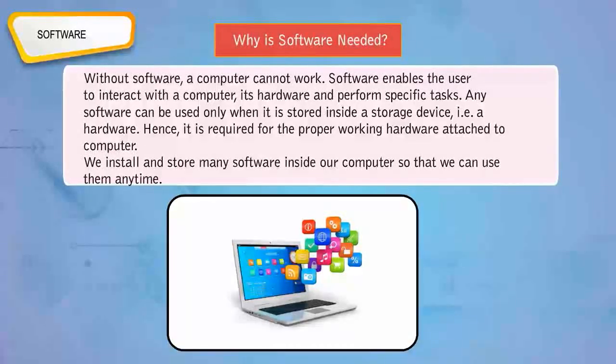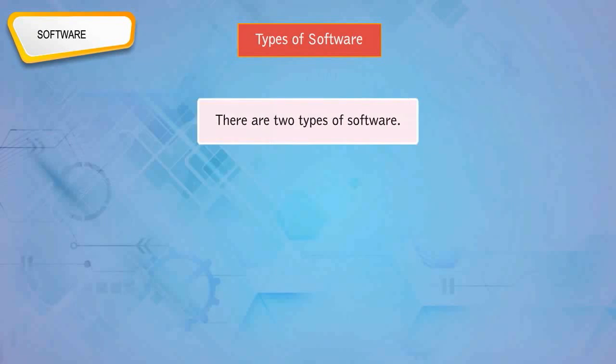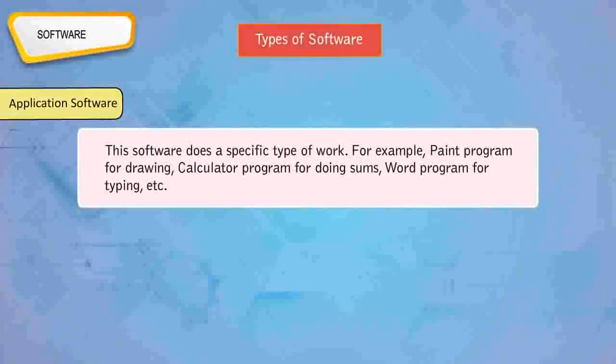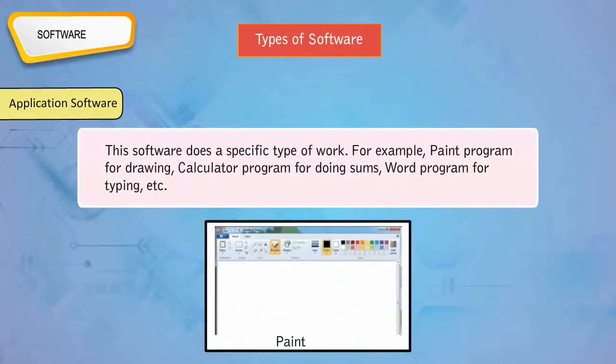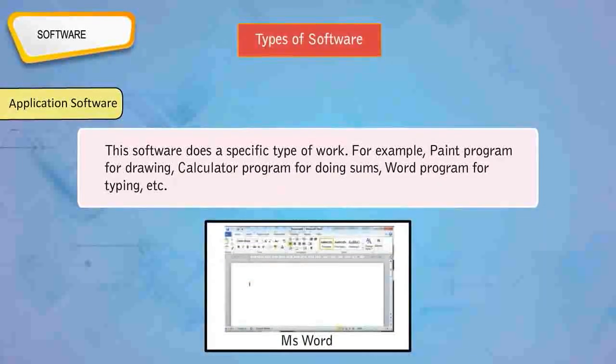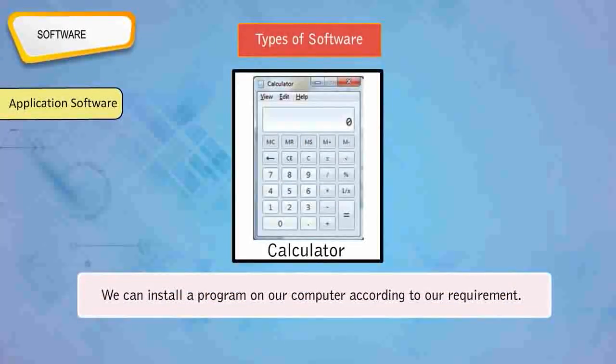Any software can be used only when it is stored inside a storage device, that is, a hardware. Hence, it is required for the proper working of hardware attached to the computer. We install and store many software inside our computer so that we can use them anytime. Types of software. There are two types of software. Application software. This software does a specific type of work. For example, Paint program for drawing, calculator program for doing sums, Word program for typing, etc. We can install a program on our computer according to our requirement.